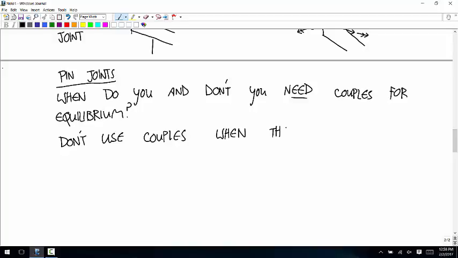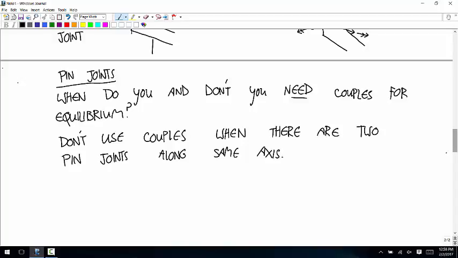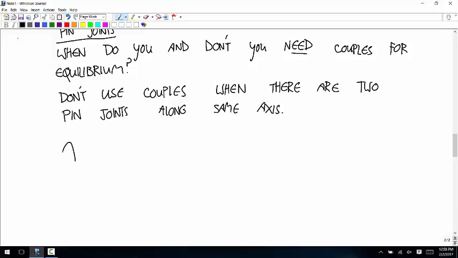There are 2 points along the same axis. So that would look something like this.